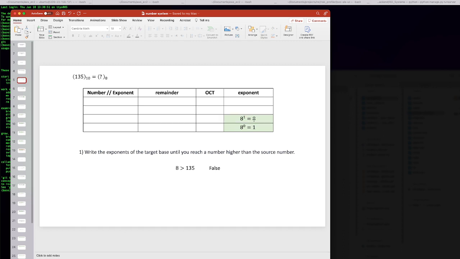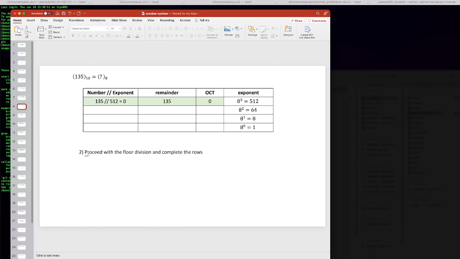8 to the power of 1 is 8. Is this 8 greater than 135? No, this is false. Go to the next. 64 is greater than 135? No. 512, which is 8 to the power of 3, is greater than 135. So we stop here, and now we start to fill the rest of these rows here.